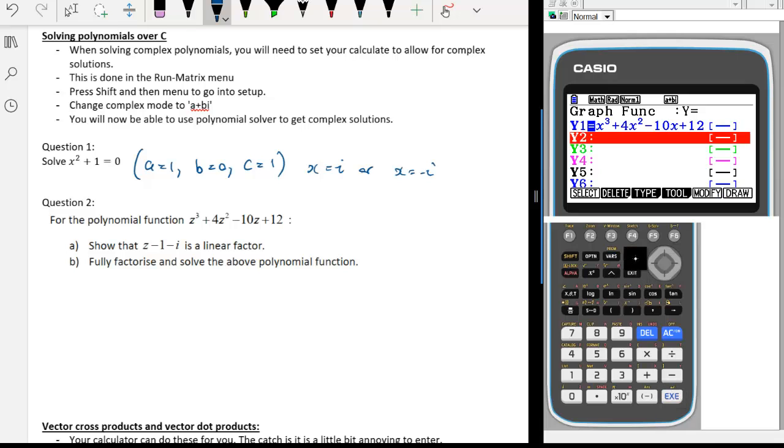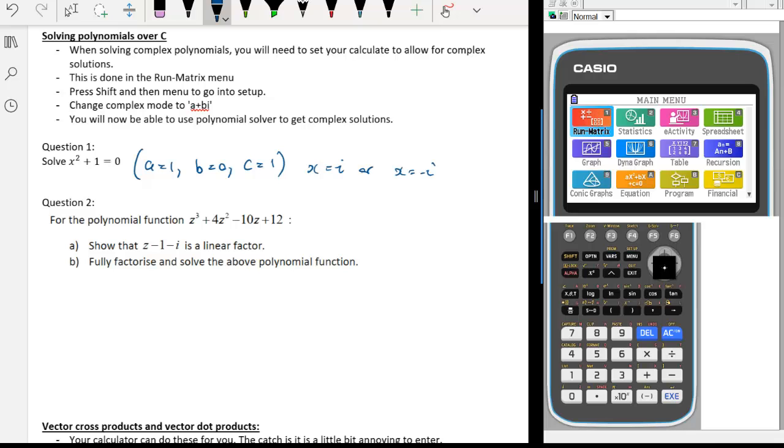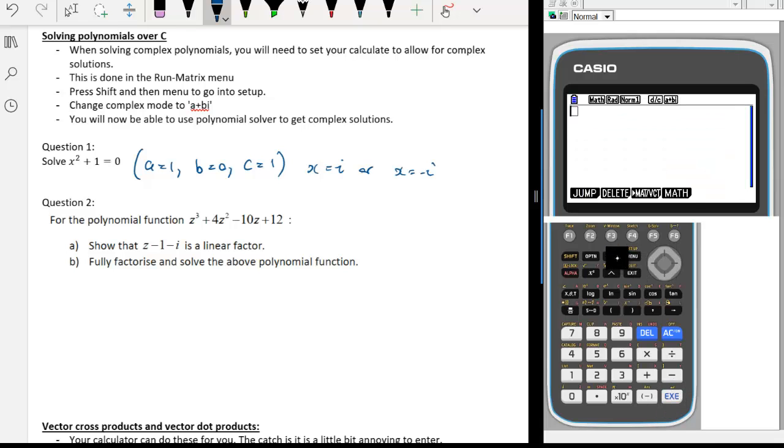Now if we go back into our run matrix menu and we go vars and graph, which is F4, I can say y1, and I want to sub in, because z take 1 take i is a factor, then we can say we want to look to see if z is equal to 1 plus i is a root. So if we sub in 1 plus shift 0 for i, we should end up with 0 to answer. So that does confirm it.